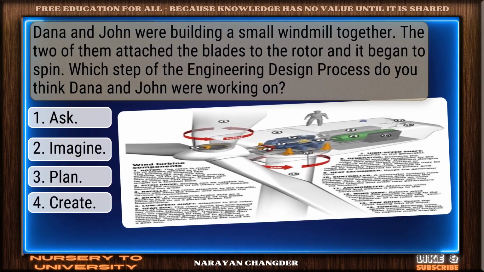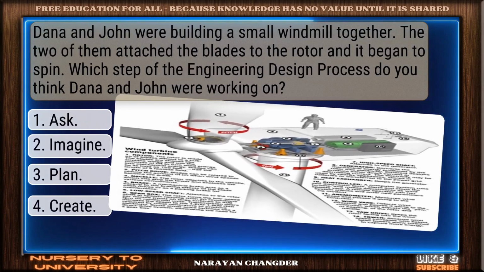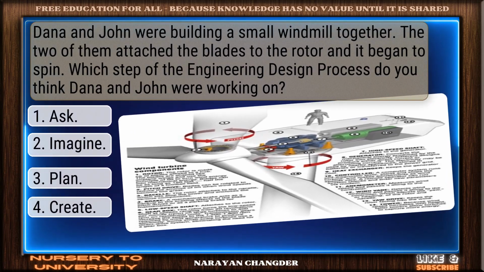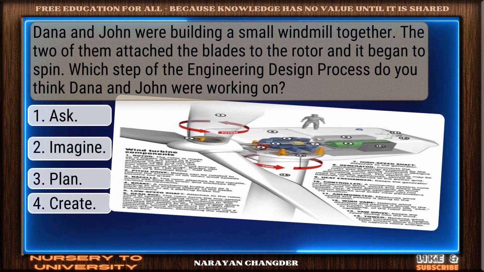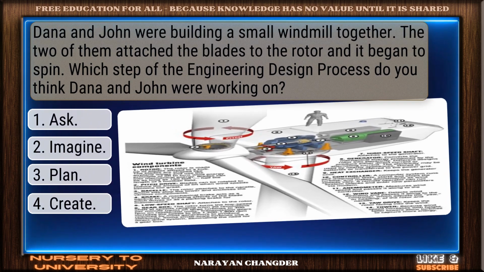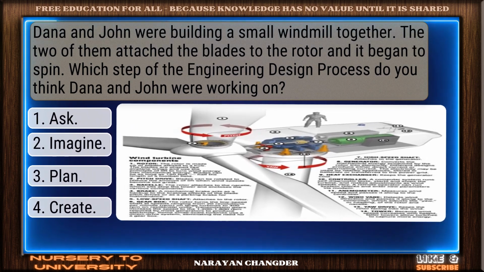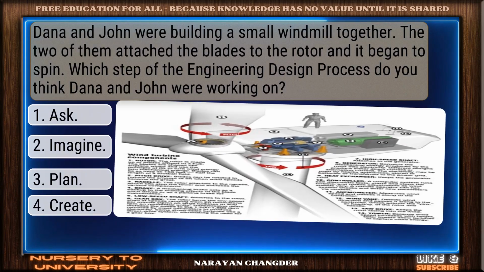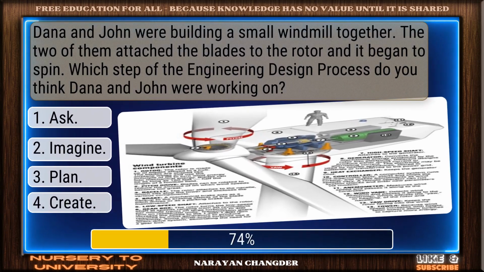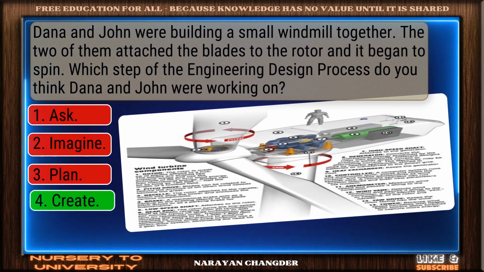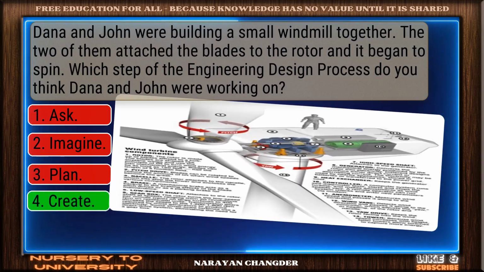Dana and John were building a small windmill together. The two of them attached the blades to the rotor, and it began to spin. Which step of the engineering design process do you think Dana and John were working on? Correct. Create is the right answer.